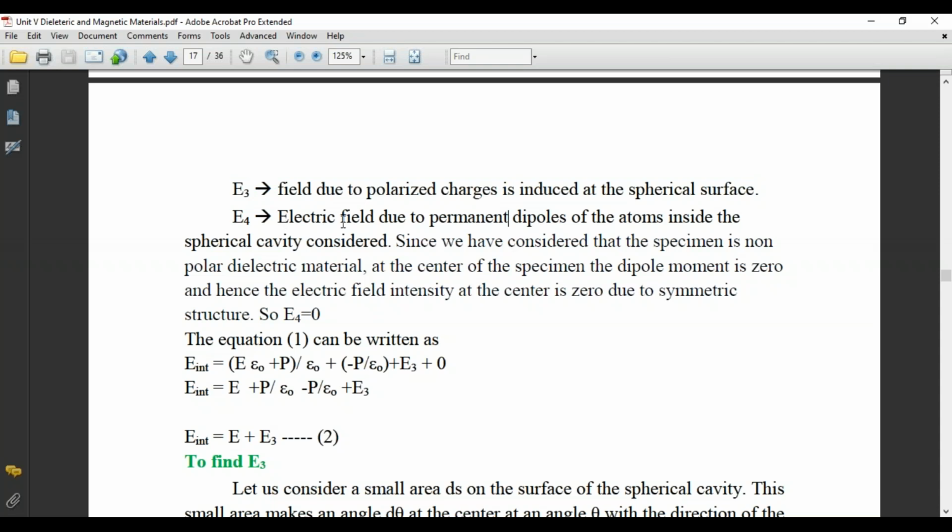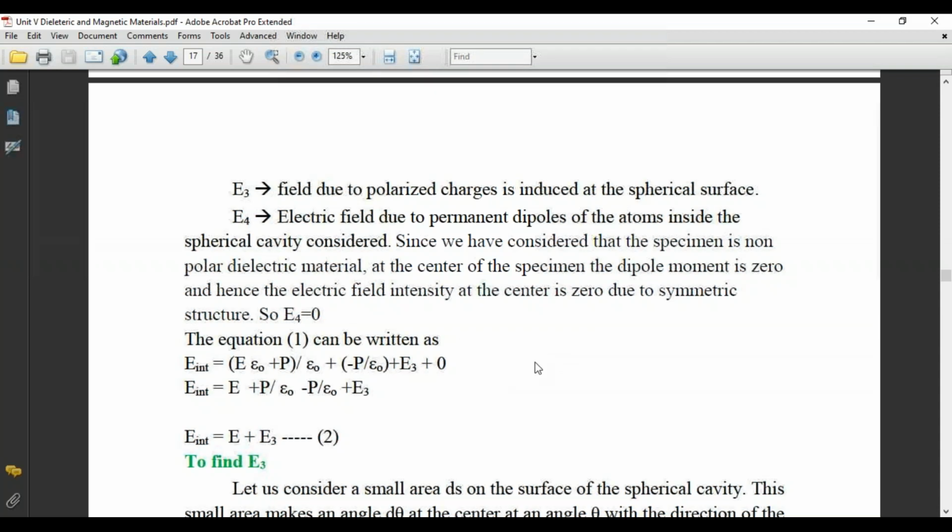Next, what is E4? It is the electric field due to the permanent dipoles of the atoms inside the spherical cavity. Because we are considering the electric field inside the spherical cavity, it is considered as zero, because we are considering the dielectric material as non-polar molecules. Non-polar molecules always have a center of symmetry, so the electric field intensity at the center is zero due to the symmetric structure. That's why we take E4 equal to 0.